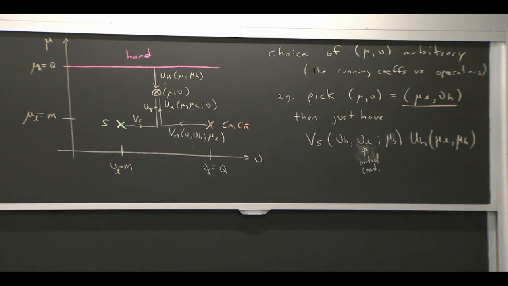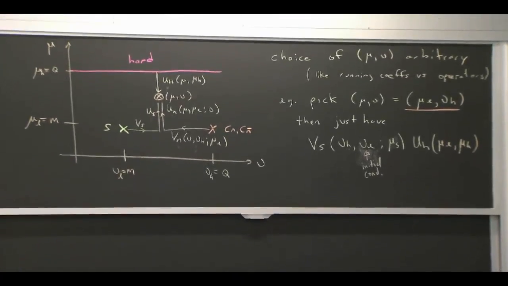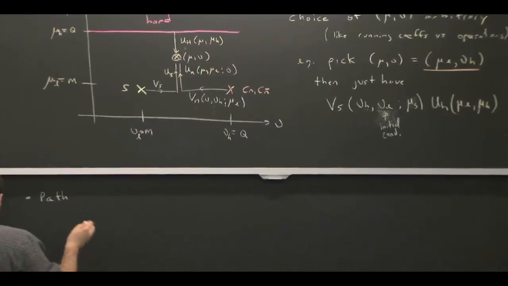So there's also, in this thing, a path independence. I drew a particular path where I went like that, but I could have drawn another path. I could have gone up first and then over. And because the parameters nu and mu are independent parameters, the choice of the path doesn't matter.